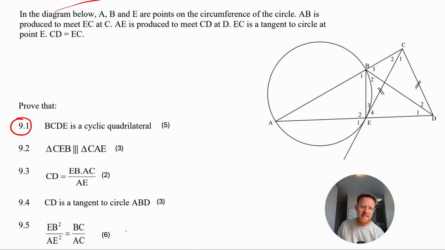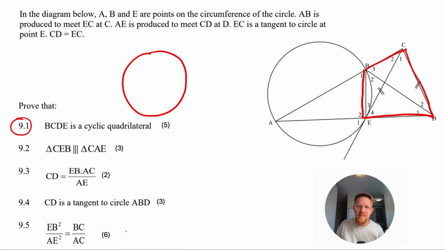Prove that BCDE is a cyclic quad. Now some learners are like, sir, it can't be a cyclic quad because there isn't a circle. But guys, cyclic quads don't have to have circles for them to be called a cyclic quad. If there is a circle and the quad touches the circle in 4 different places, then it's automatically a cyclic quad.